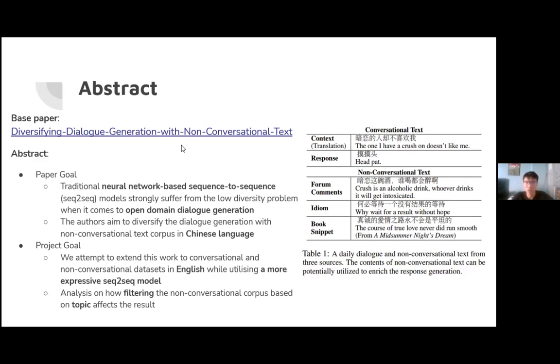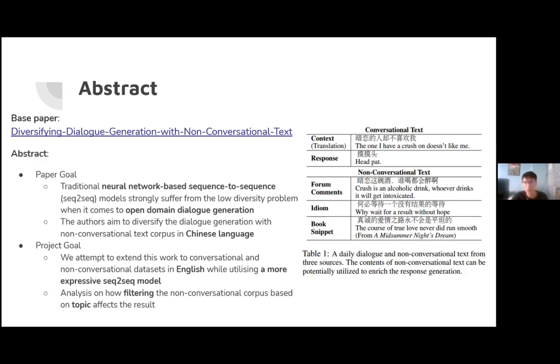So what the paper is trying to do, compared to the usual methods of dialogue generation, is that the usual way of generating dialogue only makes use of conversational text and text corpus, but it suffers from the problem of low diversity, meaning that the text which is generated is all relatively similar, and it doesn't make for a very interesting read when the dialogue is being generated.